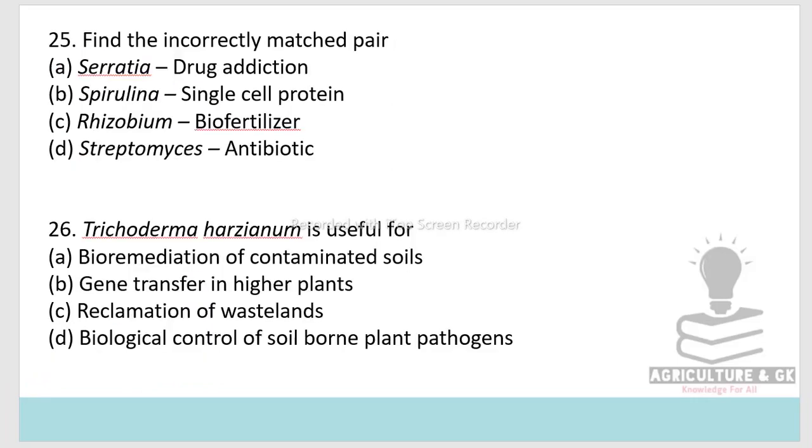Now moving next, find the incorrectly matched pair. Serratia, drug addiction. Spirulina, single cell protein. Rhizobium, biofertilizer. Streptomyces, antibiotic. So Serratia, which is our option A, that is incorrectly matched. Serratia is a disease causing gram-negative bacteria that causes disease meningitis, which we also call epilepsy. So that is caused by Serratia. So it is incorrectly matched pair.